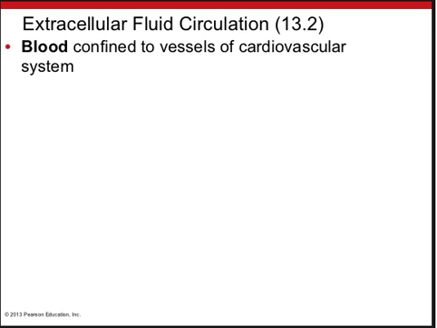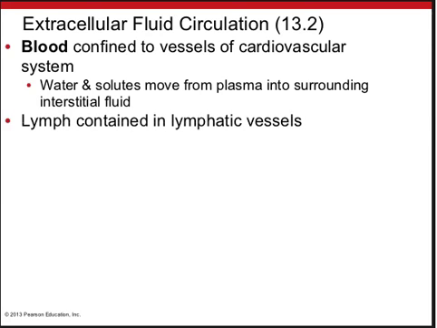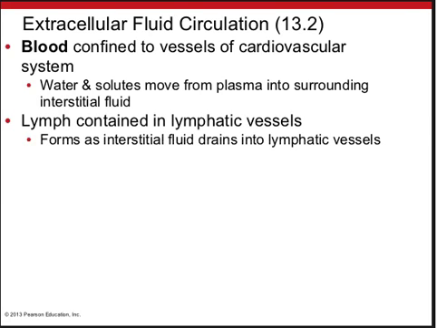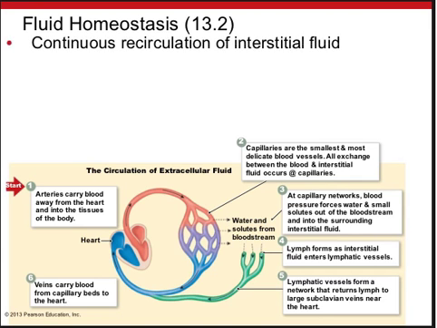If we look at extracellular fluid circulation, it flows in two different systems. It flows in the circulatory system and the lymphatic system. Blood is confined to the vessels of the cardiovascular system. It allows water and solutes to move from the plasma into the surrounding interstitial fluid. The lymph contained in the lymphatic vessels forms as the interstitial fluid drains into the lymphatic vessels and eventually finds its way back to the circulatory system after it's been filtered of pathogens.